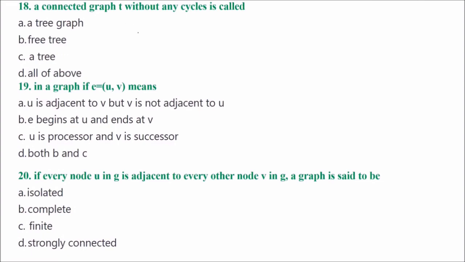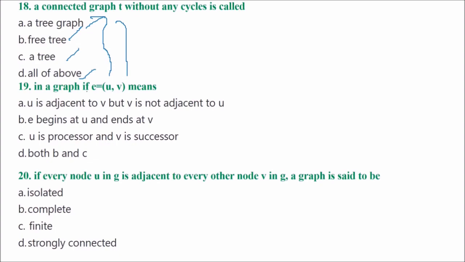Next, a connected graph T without any cycles is called what? Is it a tree graph? Is it a free tree? Is it a tree? The answer is, of course, all of these are correct. All of the above is the answer.